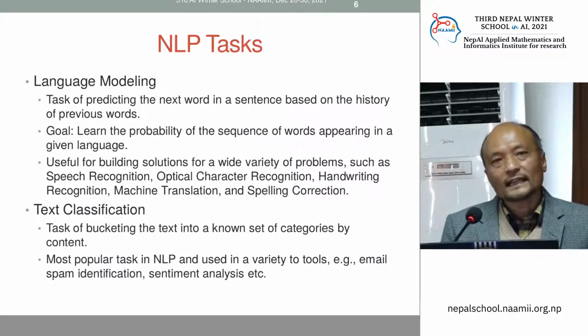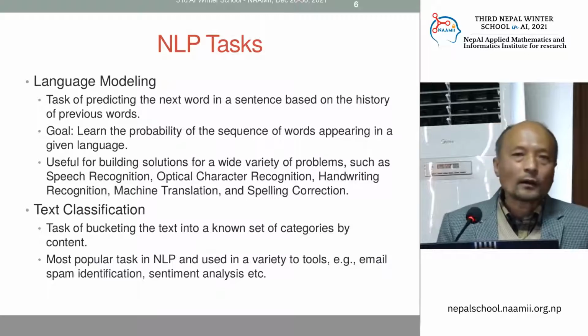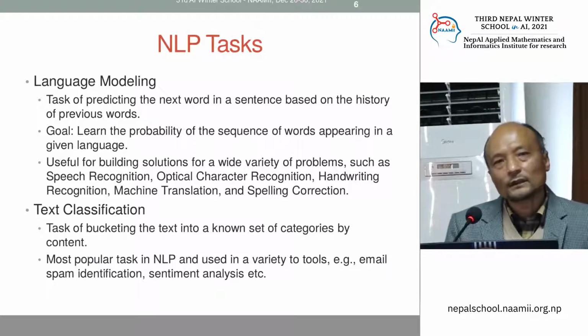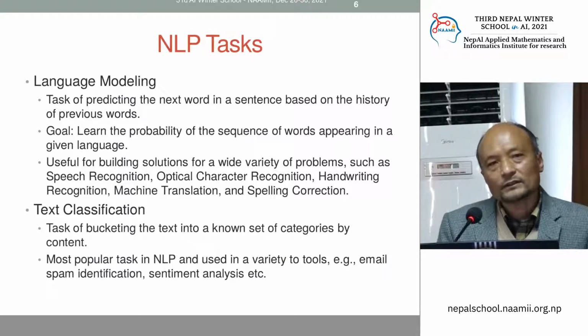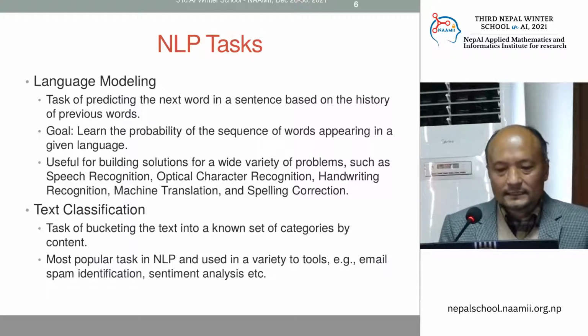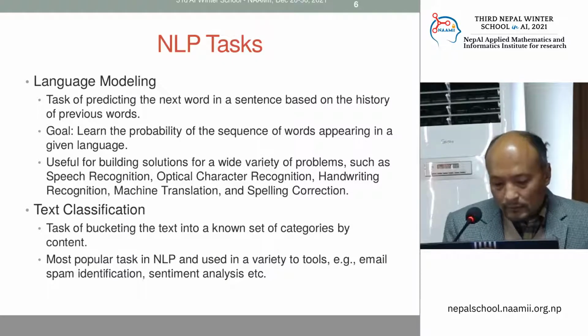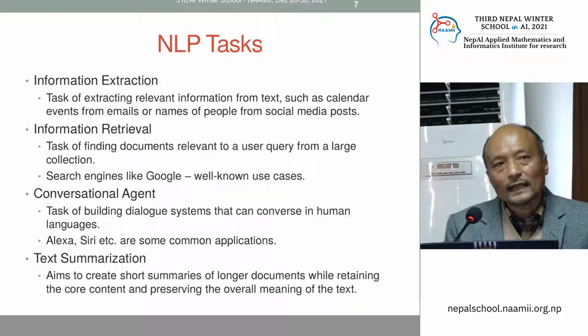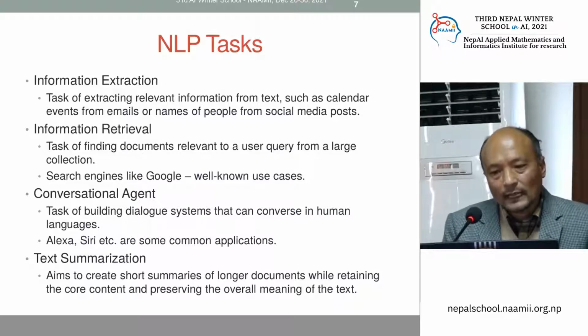It's basically about analyzing the sentiments expressed by the users over a product, for example, or over some politicians, or over certain services, whether the people are satisfied about the service or not. That could be positive, negative, or even neutral. So spam identification and sentiment analysis all fall under the text classification problem. Information extraction, that's another task, and that's quite a useful task.